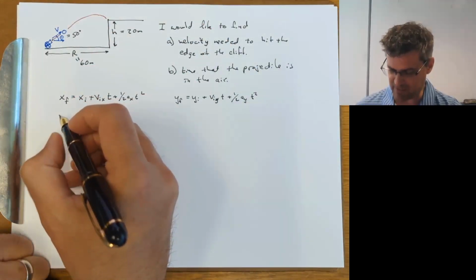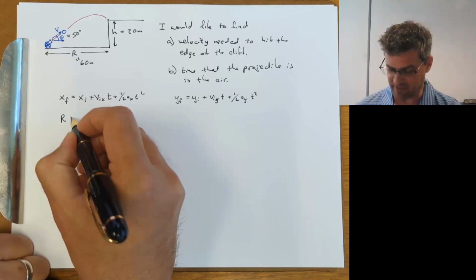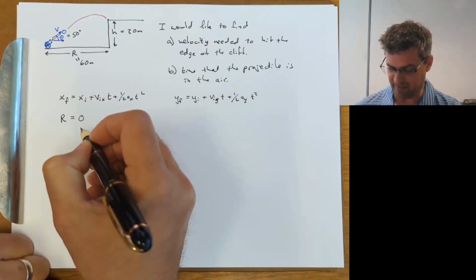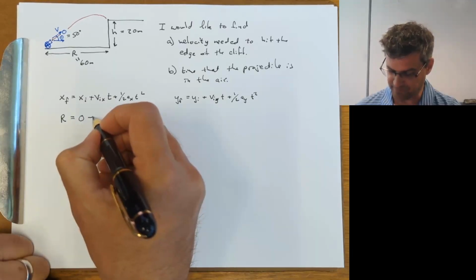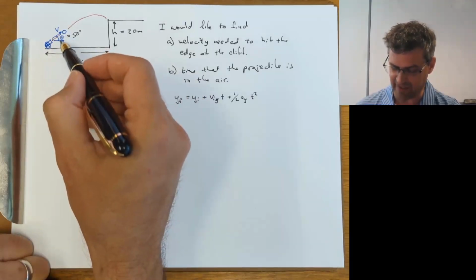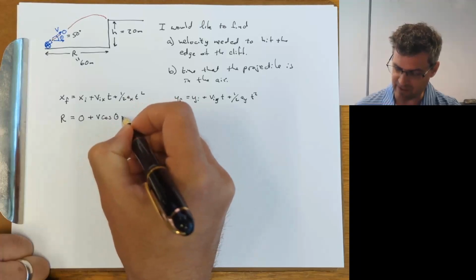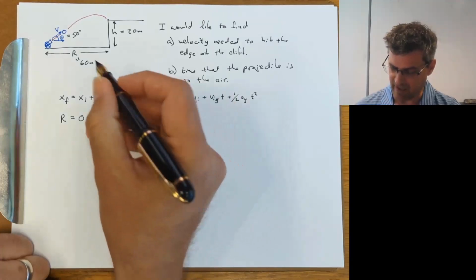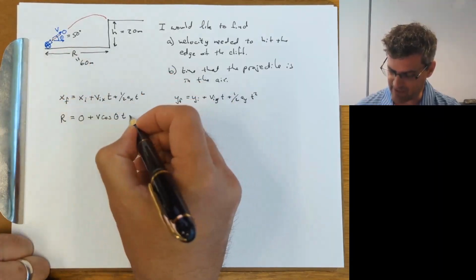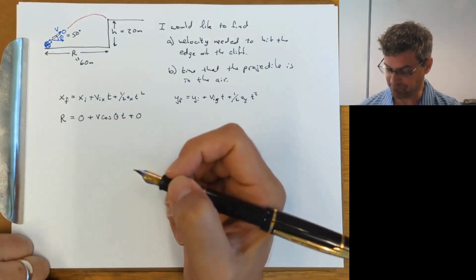So I know at some special time that I'm going to be looking for later, x final is equal to r, x initial is equal to 0. The initial x component of velocity, I can use trigonometry to find that this is v cosine theta t. How much acceleration do I have in the x direction? I have no acceleration in the x direction for this problem.